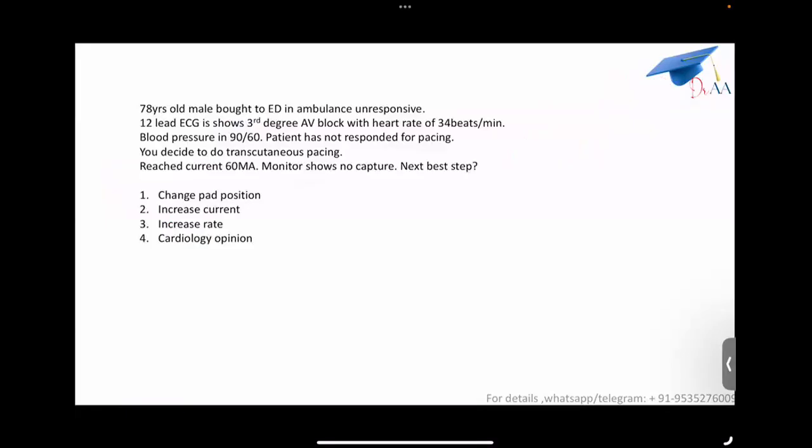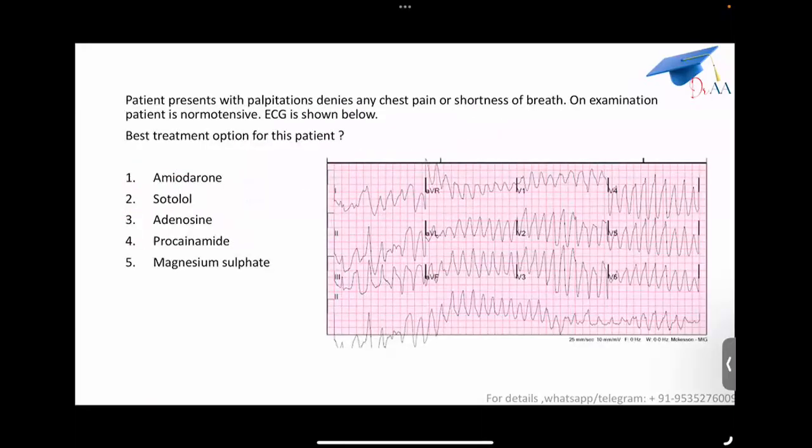So we'll go for the next question here. We have an elderly male who has presented to the ED in an ambulance, unresponsive. 12-lead ECG shows 3rd degree AV block. Heart rate is around 34 beats per minute. Blood pressure is borderline. The patient has not responded to pacing. You decide to do transcutaneous pacing. You reached only 60 milliamps. Monitor shows no capture. What will be the next best step? Increase current. Current will be the right answer here. What's the maximum current? 200.